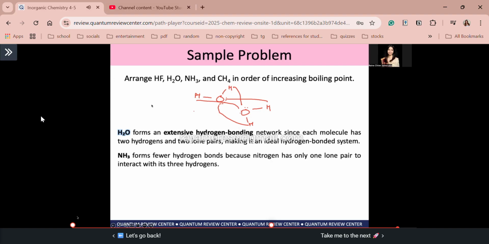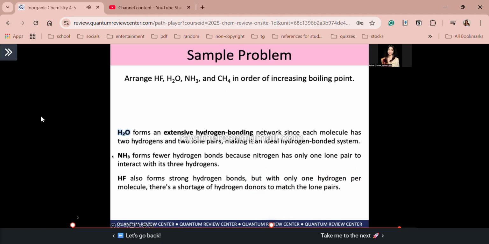Next, ammonia has a lower boiling point compared to HF and water because it only has one lone pair, so its hydrogen bonding is limited. For example, we have here an ammonia molecule. It only has 1 lone pair. So the three hydrogen atoms on ammonia cannot all participate in hydrogen bonding. For example, another ammonia molecule can only accept one hydrogen. Just one, so the other 2 cannot participate. That's why it has a lower boiling point.